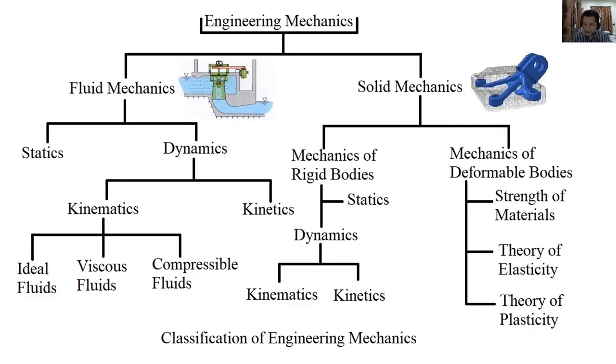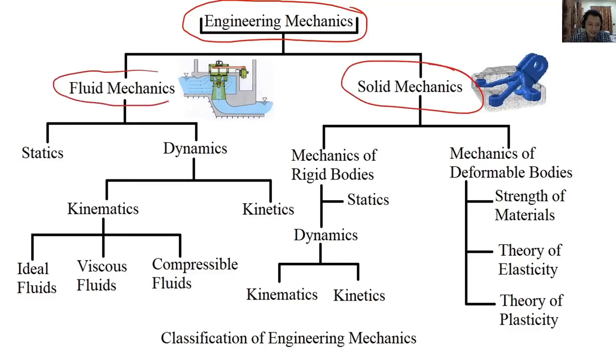If you look at engineering mechanics, the branch itself consists of two things: solid mechanics and fluid mechanics. Under fluid mechanics there are a lot of branches, but we are learning solid mechanics here. Under solid mechanics, we are learning mechanics of deformable bodies, where you learn strength of materials, or this one, which is what you are learning right now.